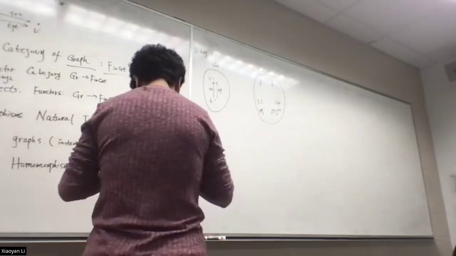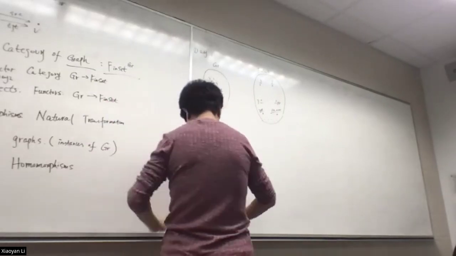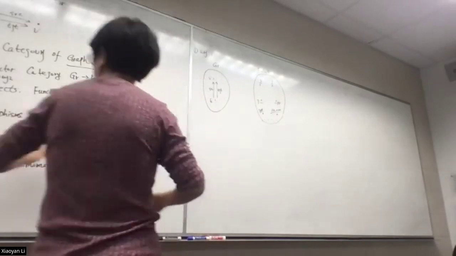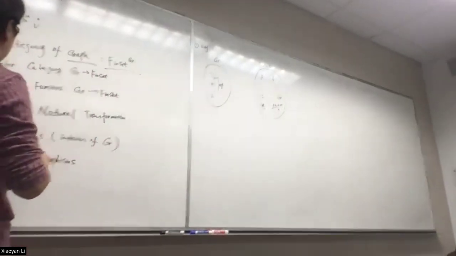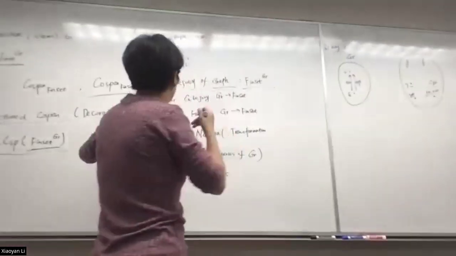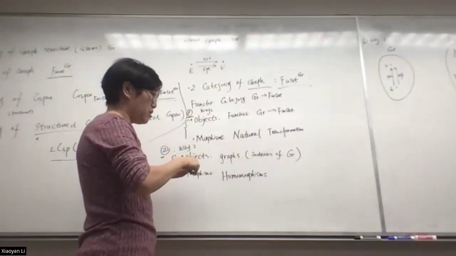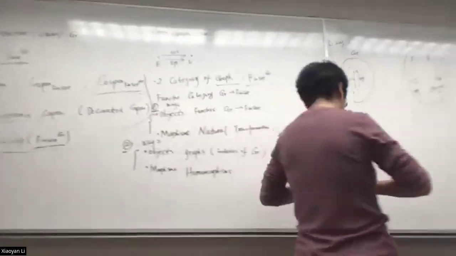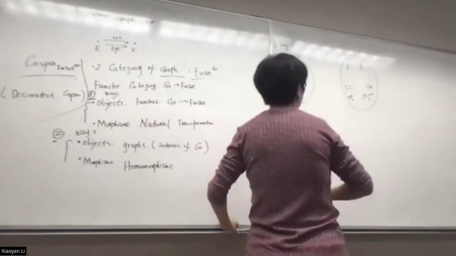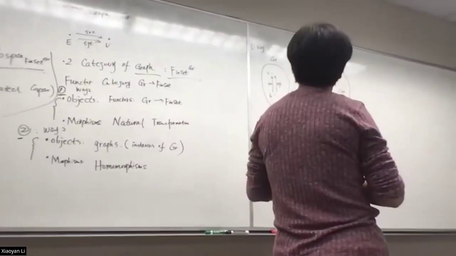Okay, so now let's see what the objects are, and how we construct the category of graphs, because the category of graphs consists of functors, right?